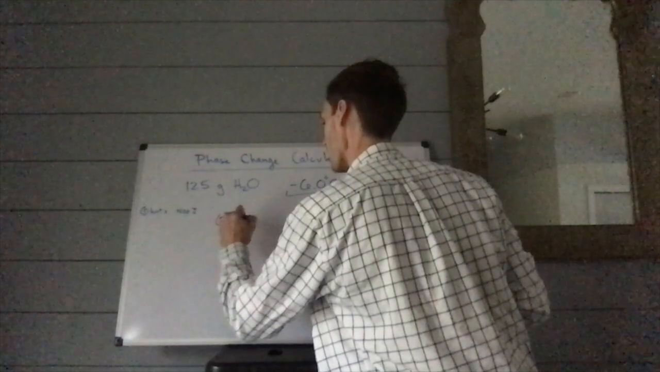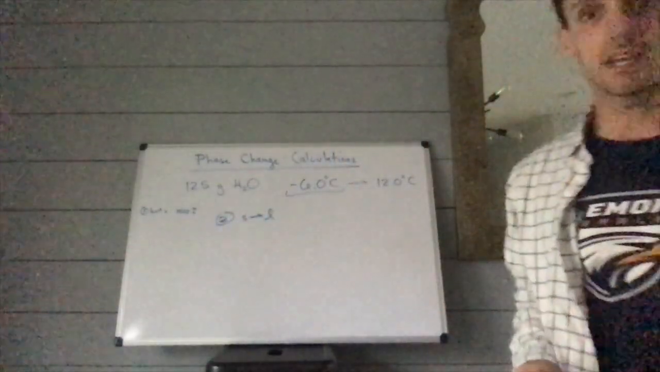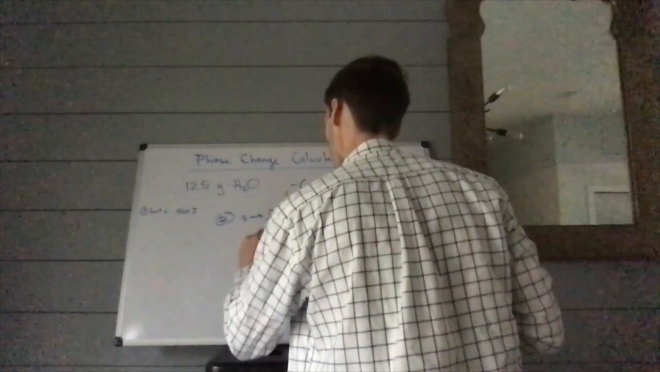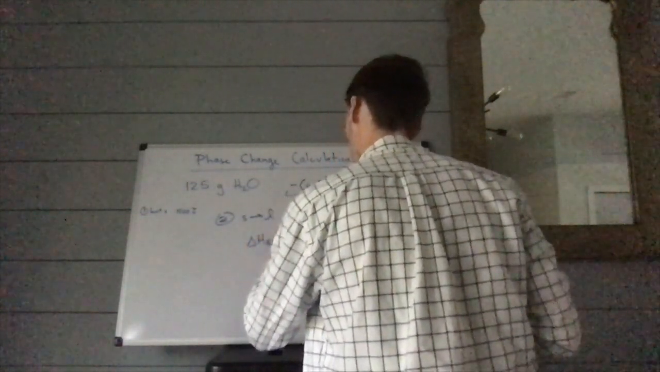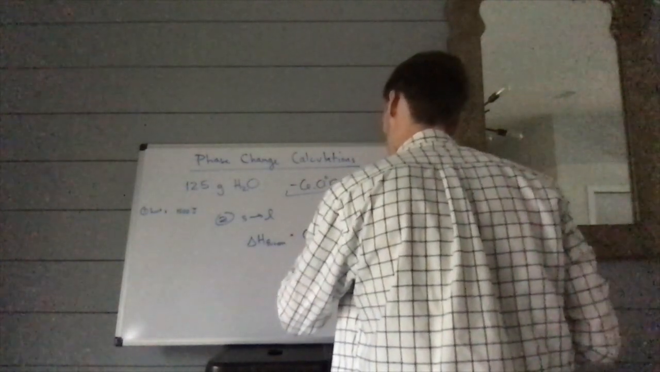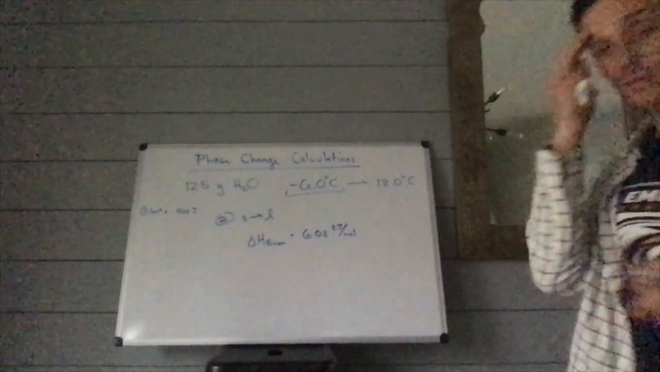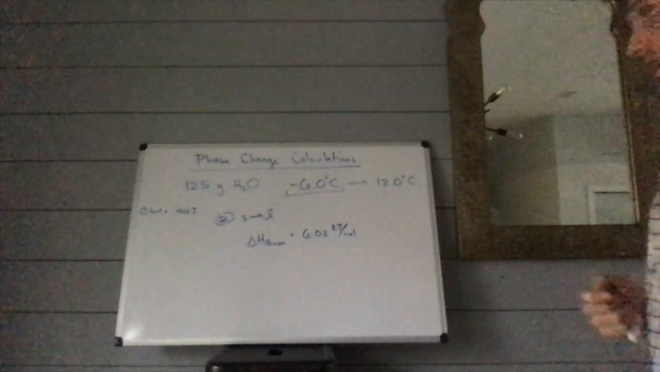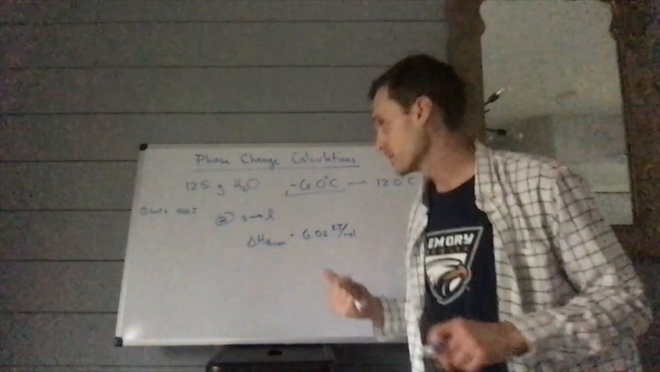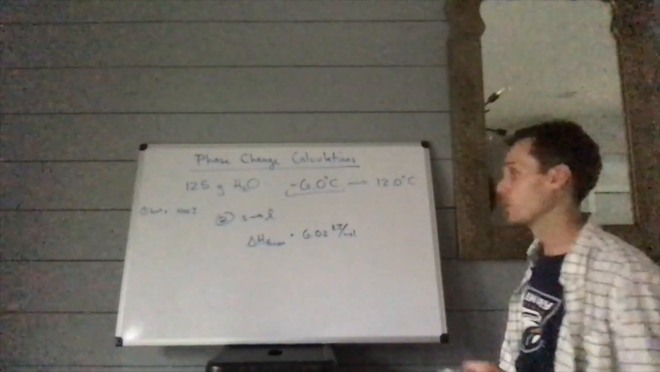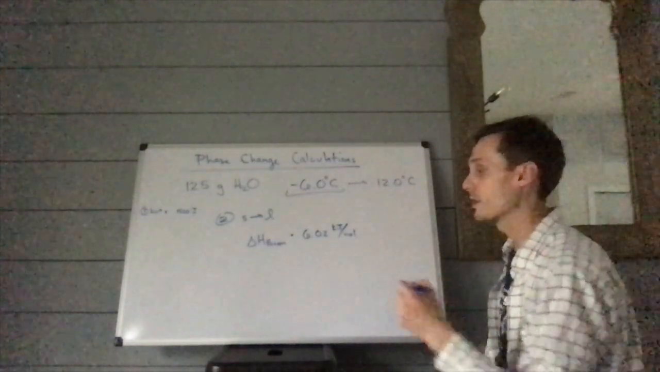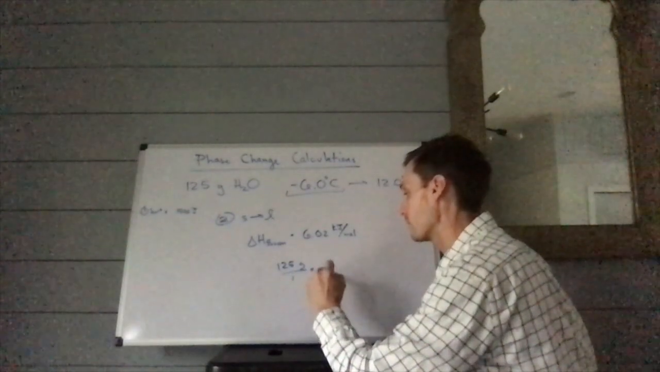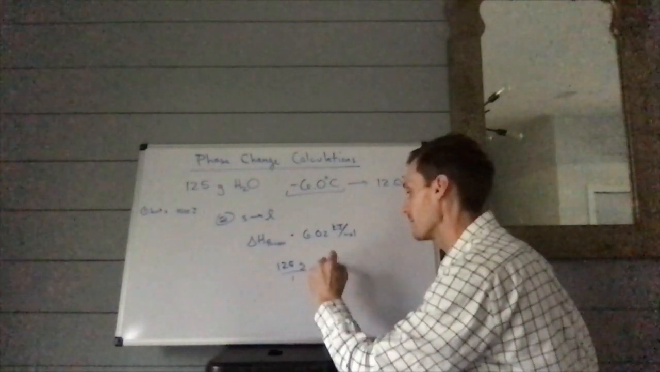So now we have to go from solid to liquid. In order to do that, don't forget we're going to use our delta H of fusion, which is 6.02 kilojoules per mole. All we need to do to figure out the amount of energy required for this phase transition is multiply it by the amount of moles of water that we have. So 125 grams, again, we'll just divide by the molar mass to get moles.